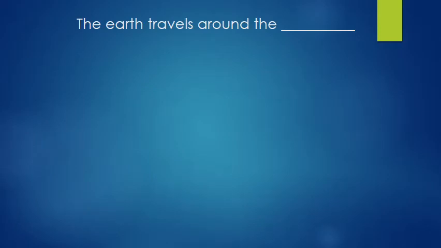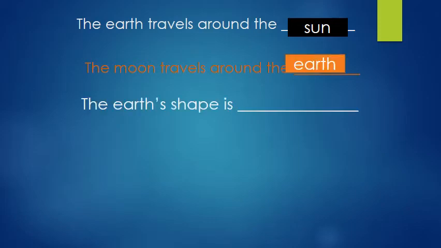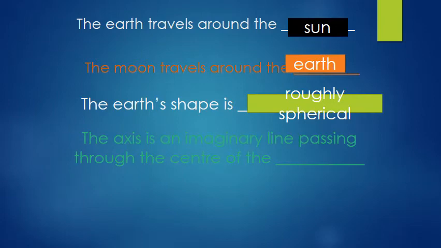So now let's make a little trivia, guys. The Earth travels around the sun. Very good. The second question. The moon travels around the Earth. Very good. The Earth's shape is roughly spherical. Very good. The axis is an imaginary line passing through the center of the Earth.